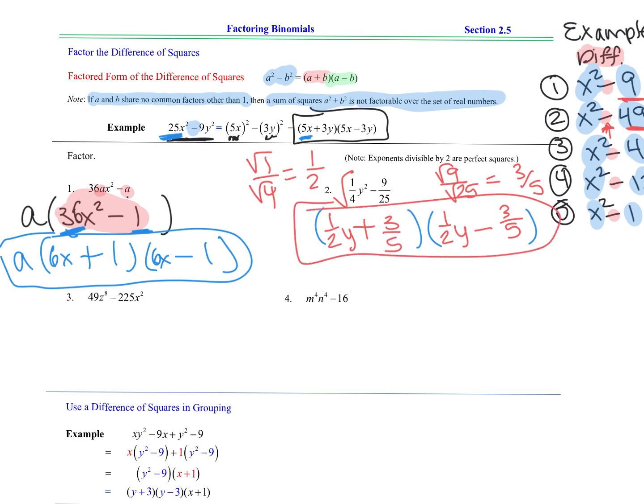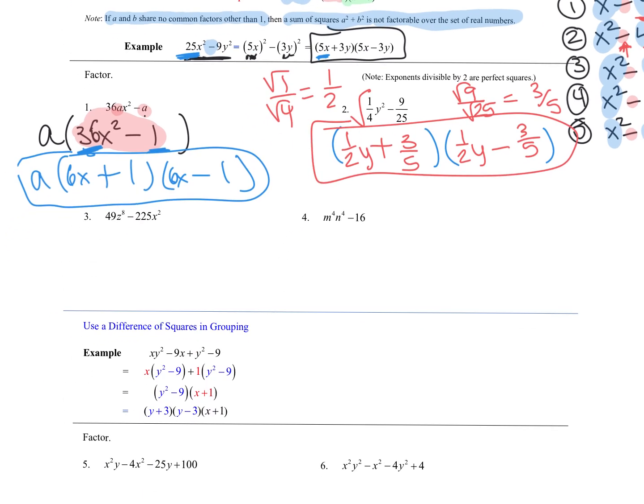Then we go a little crazy here with 49z to the 8th minus 225x squared. This is the difference of squares, but I'm going to have to do a little bit of work here because when I take the square root of 49z to the 8th, well, 49 will just be 7, right? We know the square root of 49 is 7. But z to the 8th is z 8 times. And because it's a square root, I'm looking for groups of 2. So definitely a 7. And then I would have 1, 2, 3, 4.